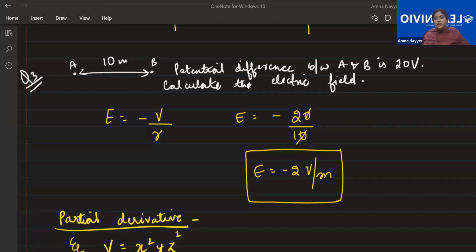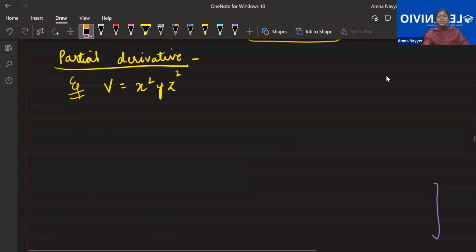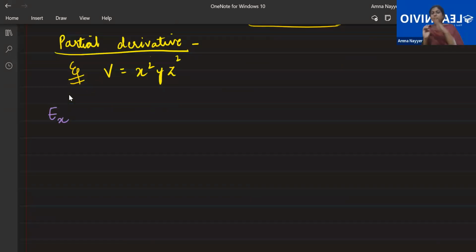Okay, see, partial differentiation, let me tell you how you have to solve partial derivatives. For partial derivatives, you don't differentiate the way we have studied differentiation. What you do, let's say there's an example, V is x square y z square. So, electric field along the x-axis. In partial differentiation, basically we are taking the components out of it: Ex, Ey, Ez.